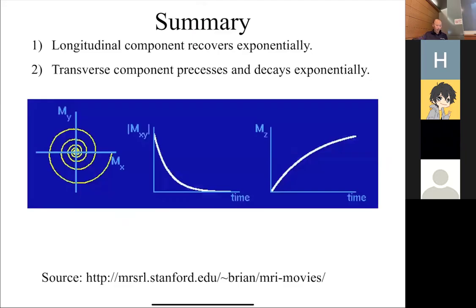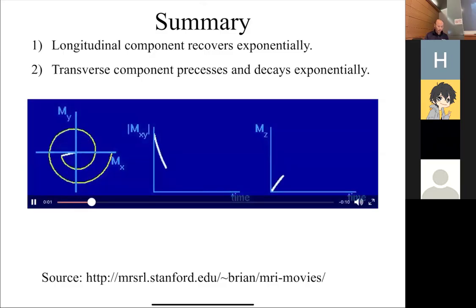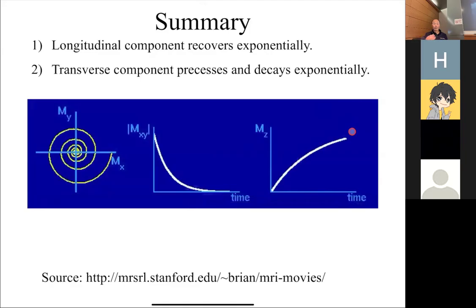This is a nice movie from Brian Hargraves at Stanford, which shows you this spiraling down. You're going to see the MXY component decay, and you're going to see the M sub Z component recover, but a little more slowly. MXY has basically gone to 0 at this point, but M sub Z is still recovering. That just reflects the fact that the T1 is longer than the T2. So these are two related, but somewhat independent relaxation rates.